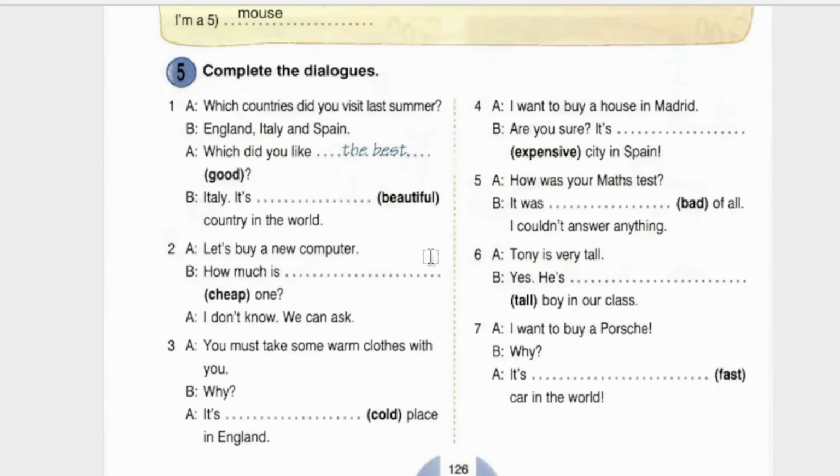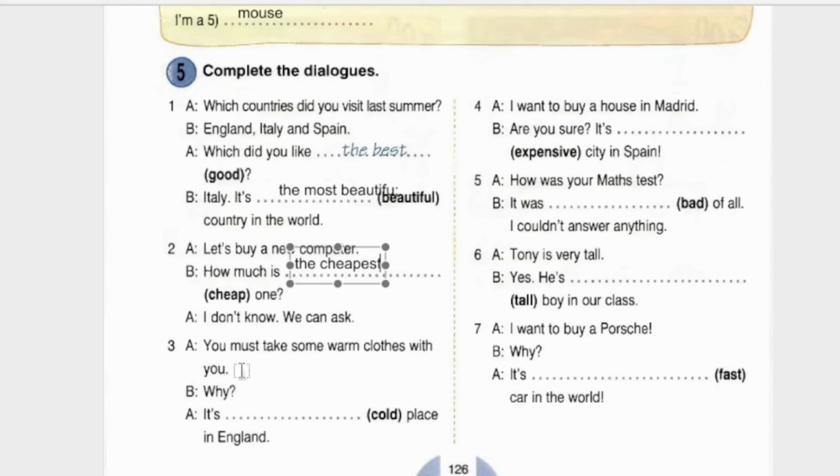Complete the dialogues. Which countries did you visit last summer? England, Italy, and Spain. Which did you like the best? Italy. It's the most beautiful country in the world. Let's buy a new computer. How much is the cheapest one? I don't know, we can ask.